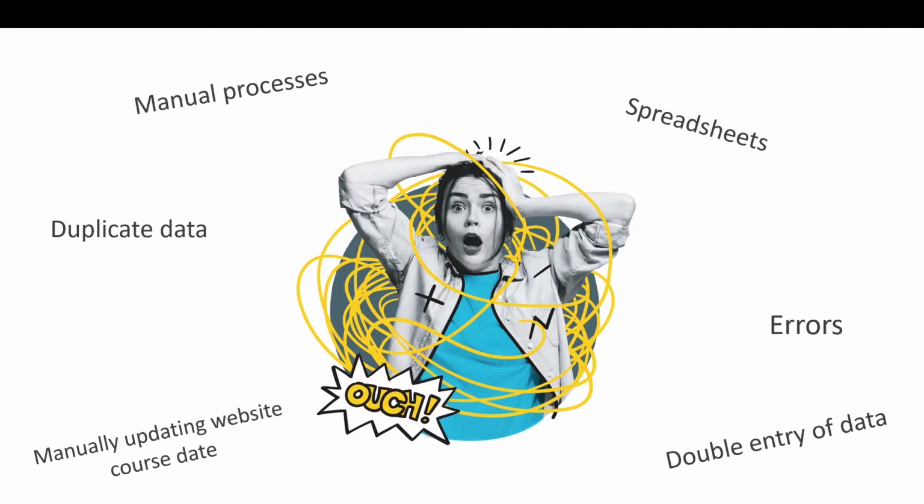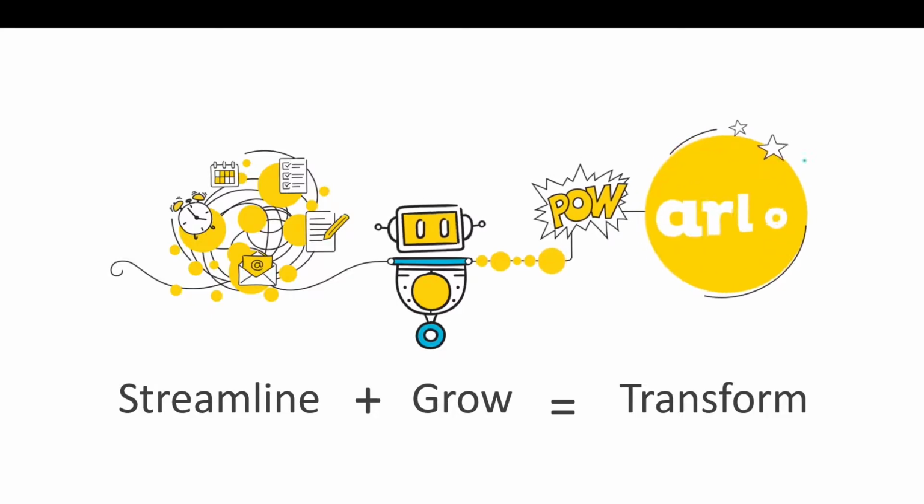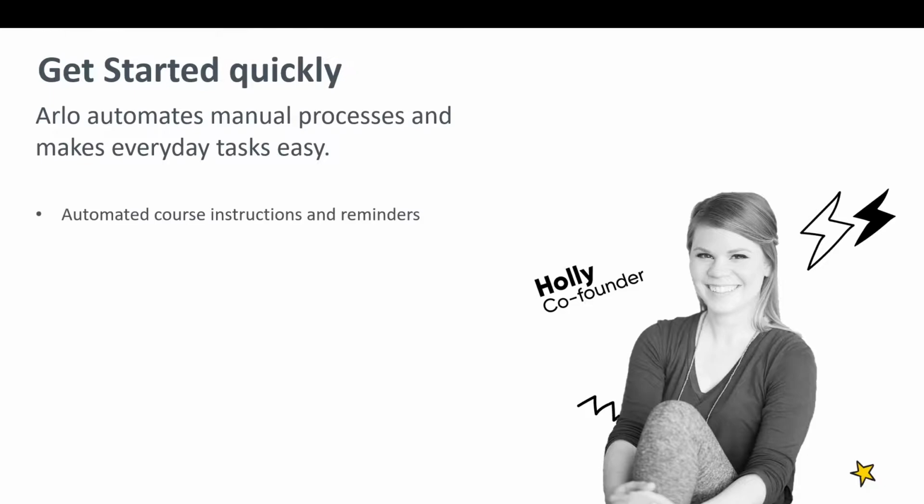Most of our clients come to us looking to solve these sorts of issues. Maybe they've got a lot of manual processes in the way they're managing their training courses. Maybe they've got a lot of Excel spreadsheets all over the place and that's becoming difficult to manage. Maybe double entry of data is a real problem for them and they're manually entering data into a lot of different systems. All of these things can cause problems and errors when you're working, which is where Arlo looks to come in. In 3 words, we want to streamline, grow, and transform your training operations as an end result.